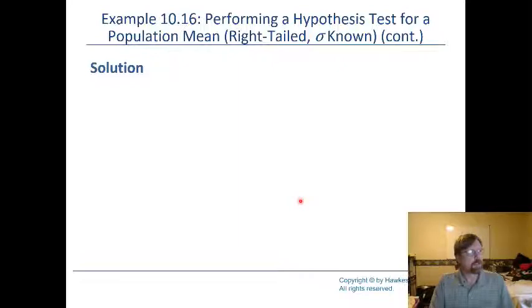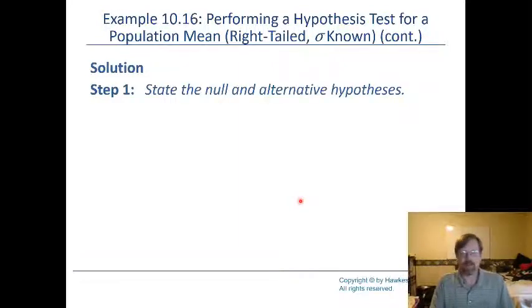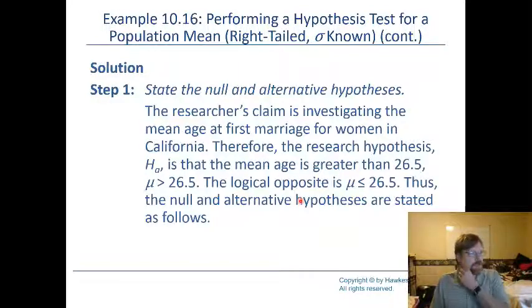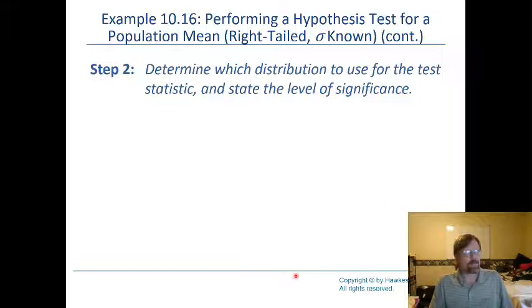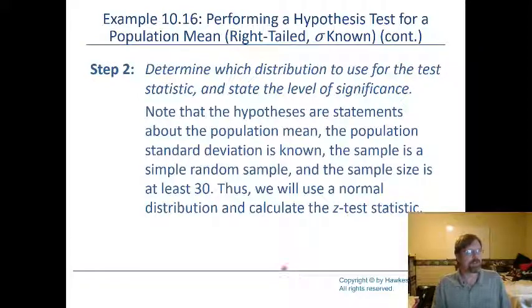Alright, so let's state our hypotheses. The research hypothesis is that the mean age is greater than 26.5. The logical opposite is that it is less than or equal to 26.5. So we can state them thus. Alright, so which distribution to use? Sample size is over 30. The population standard deviation was known, and it was a simple random sample. So we can use a normal distribution to calculate the z-statistic.